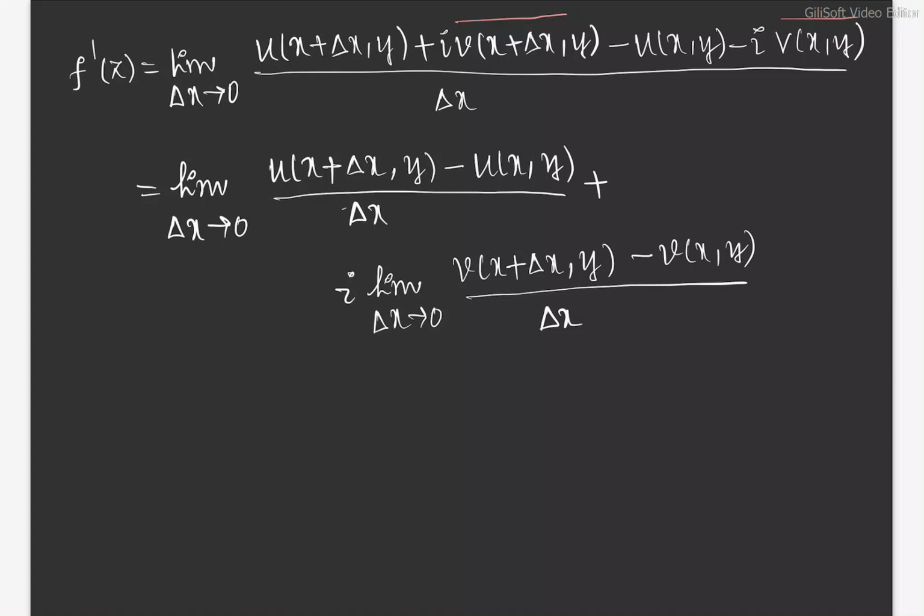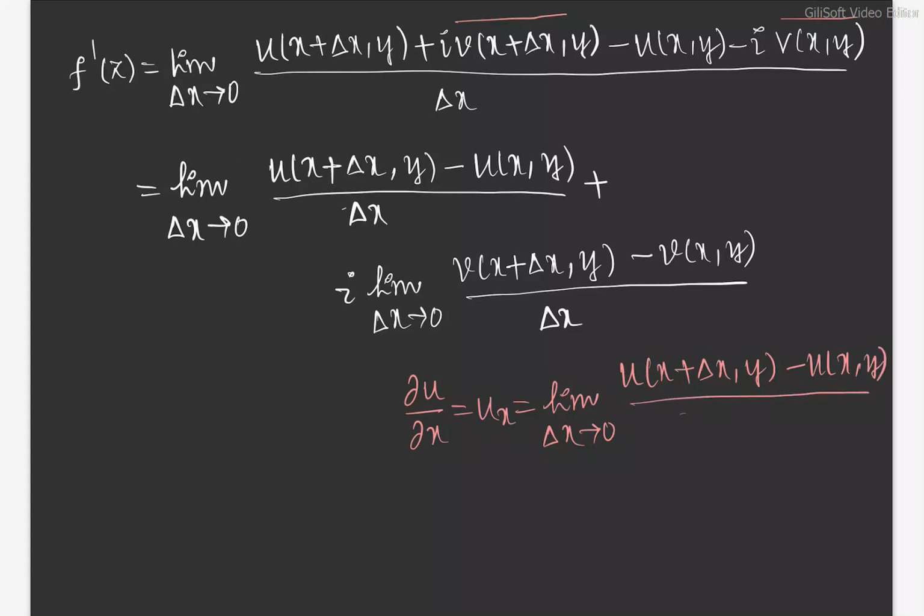Here we can make a note that from the first principle, the definition of dou u by dou x, or the other notation u x, is limit delta x approaches 0. There is a change in x, so u of x plus delta x comma y minus u of x comma y divided by delta x.